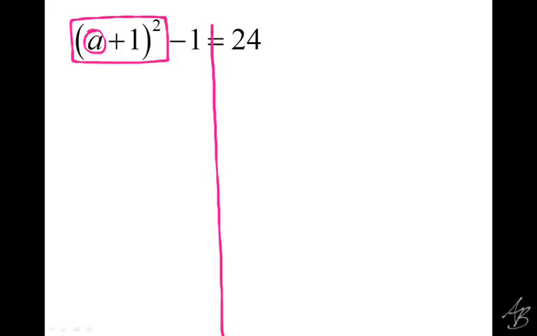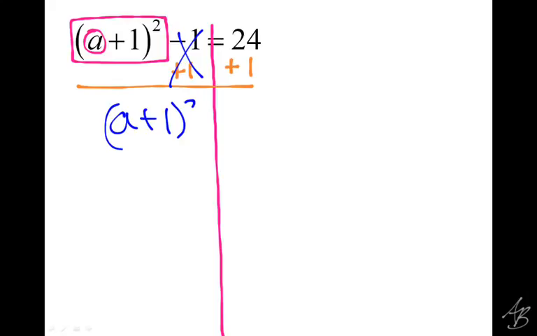So what do I need to get rid of? I need to get rid of the -1. So we'll add 1 on each side, and that's going to cancel out the -1, leaving just the a plus 1 squared. And on the right side, 24 plus 1 is 25. Now that I've gotten rid of that -1, I have the square by itself, so what do I need to do? We're going to get rid of the square by taking the square root. We'll do that on both sides.